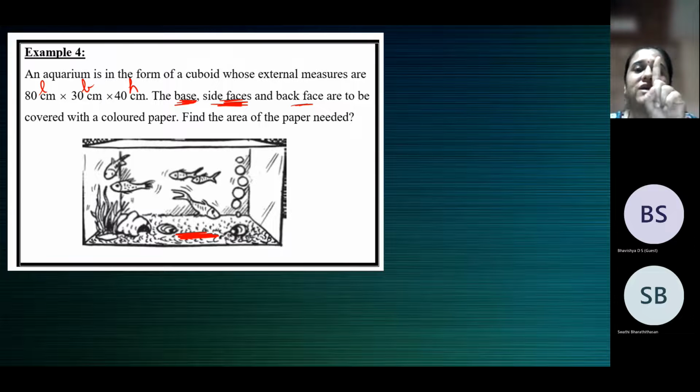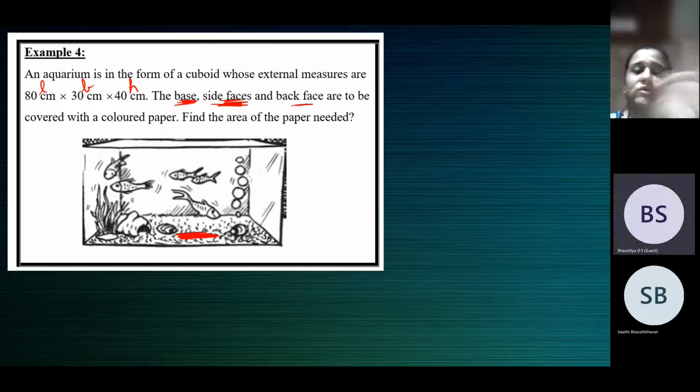And the side face, one side face, how do you find the area? Height into H, mom. B into H. So into 2, because there are two side faces. B into H into 2.